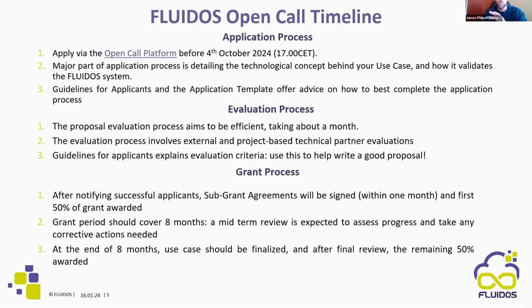4 months later, we tend to have a midterm review to check the progress and make sure that everything is on track and offer corrective advice if not. And then at the end of the 8-month period for the grant, the remaining 50% of the grant is awarded. So that's how the grants run.